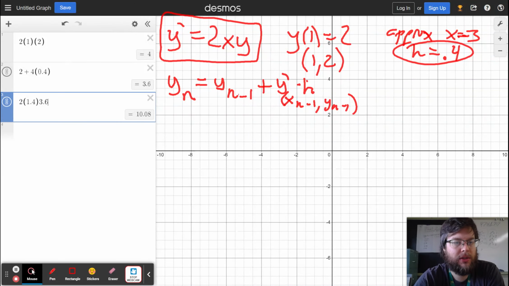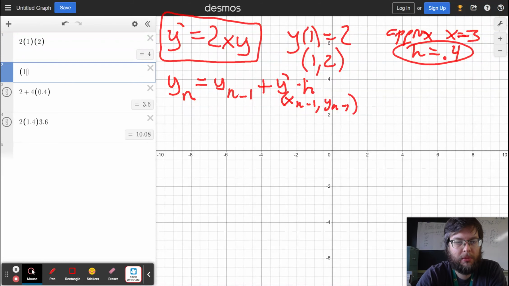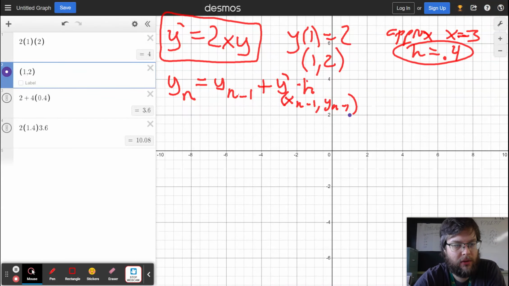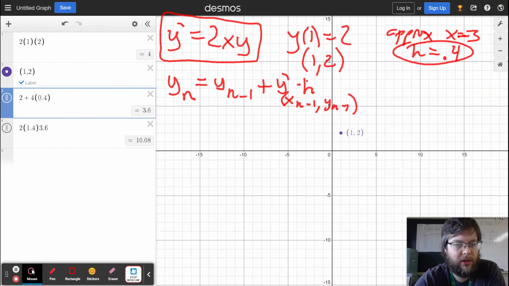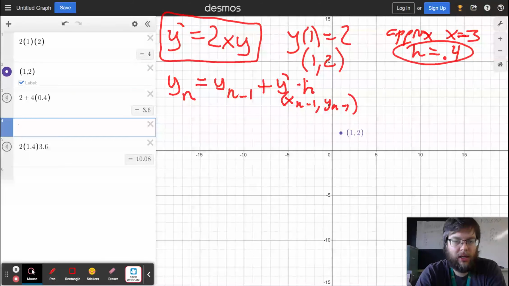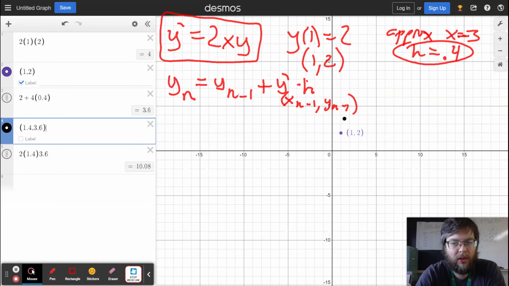Okay, so what I'm going to do also is show you on the graph that we started at the point 1 comma 2 right there. Let's zoom out a little bit. So there's 1 comma 2. We used our slope to get a new y value of 3.6, and we used our h to get a new x value of 1.4. Okay, so that's our 2 points right there.